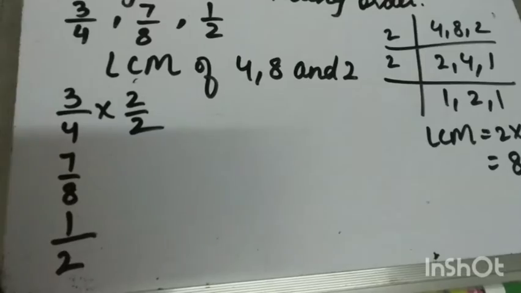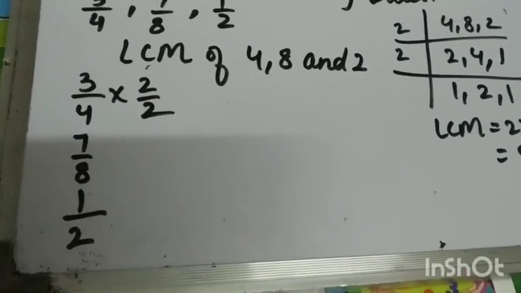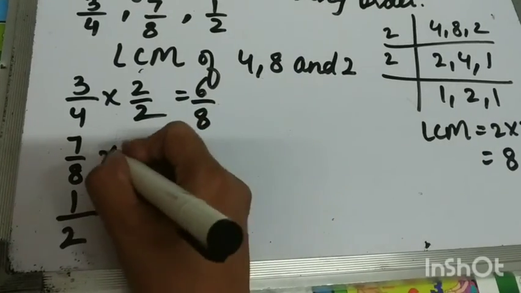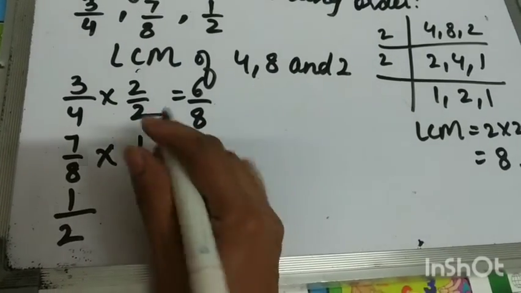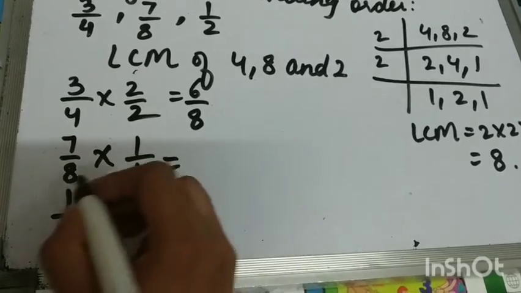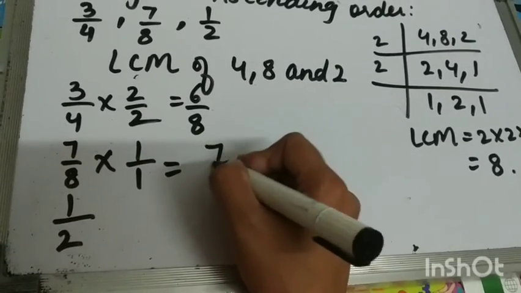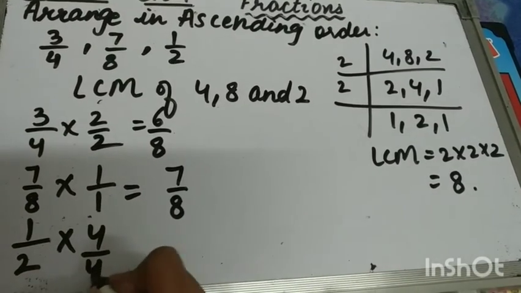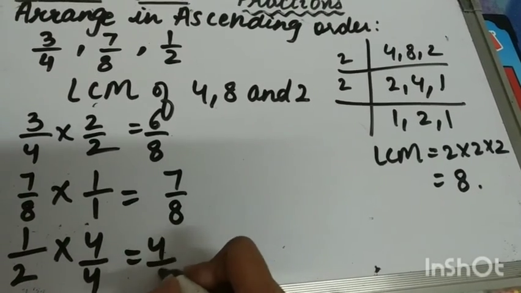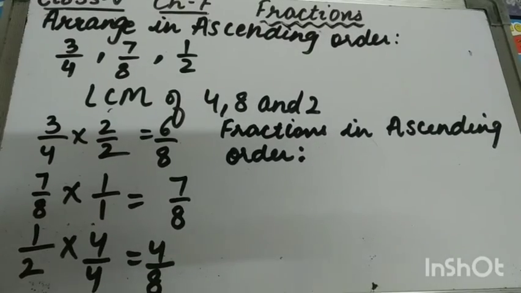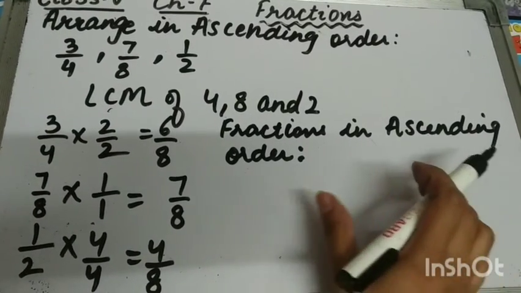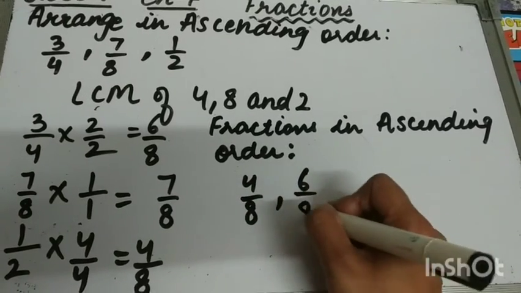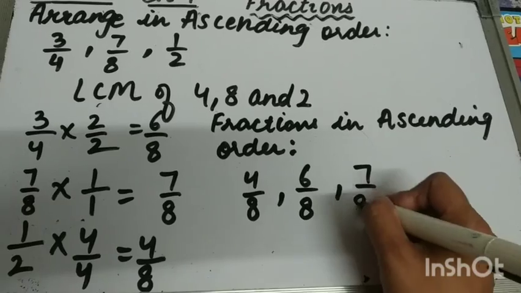So if I multiply the denominator of the first fraction by 2, it will become 8. So it will be 6 upon 8. In this, we will multiply the numerator and denominator by 1 as 8 is already in the denominator, and in this we will multiply by 4 because 2 fours are 8. So this will become 4 upon 8. So fractions in ascending order are 4 upon 8, then 6 upon 8 and then 7 upon 8.